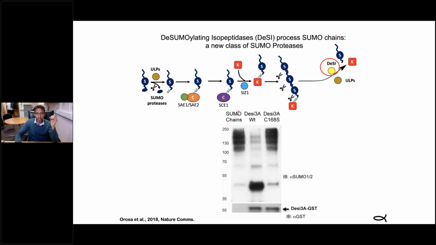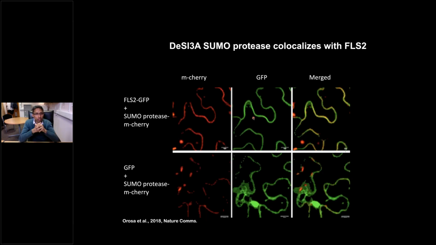And obviously, these Desi SUMO proteases do not work on SUMO chains, and ULP SUMO proteases do not necessarily work on a monoSUMOylated target. So they have to be SUMO chains in this case to be working. So we suspect FLS2 is SUMOylated in a chain manner that allows Desi3A to work, and that becomes a different story altogether. So we've shown that the Desi SUMO protease with mCherry tagged in this stage co-localizes to the membranes like FLS2. That's what this slide is showing.